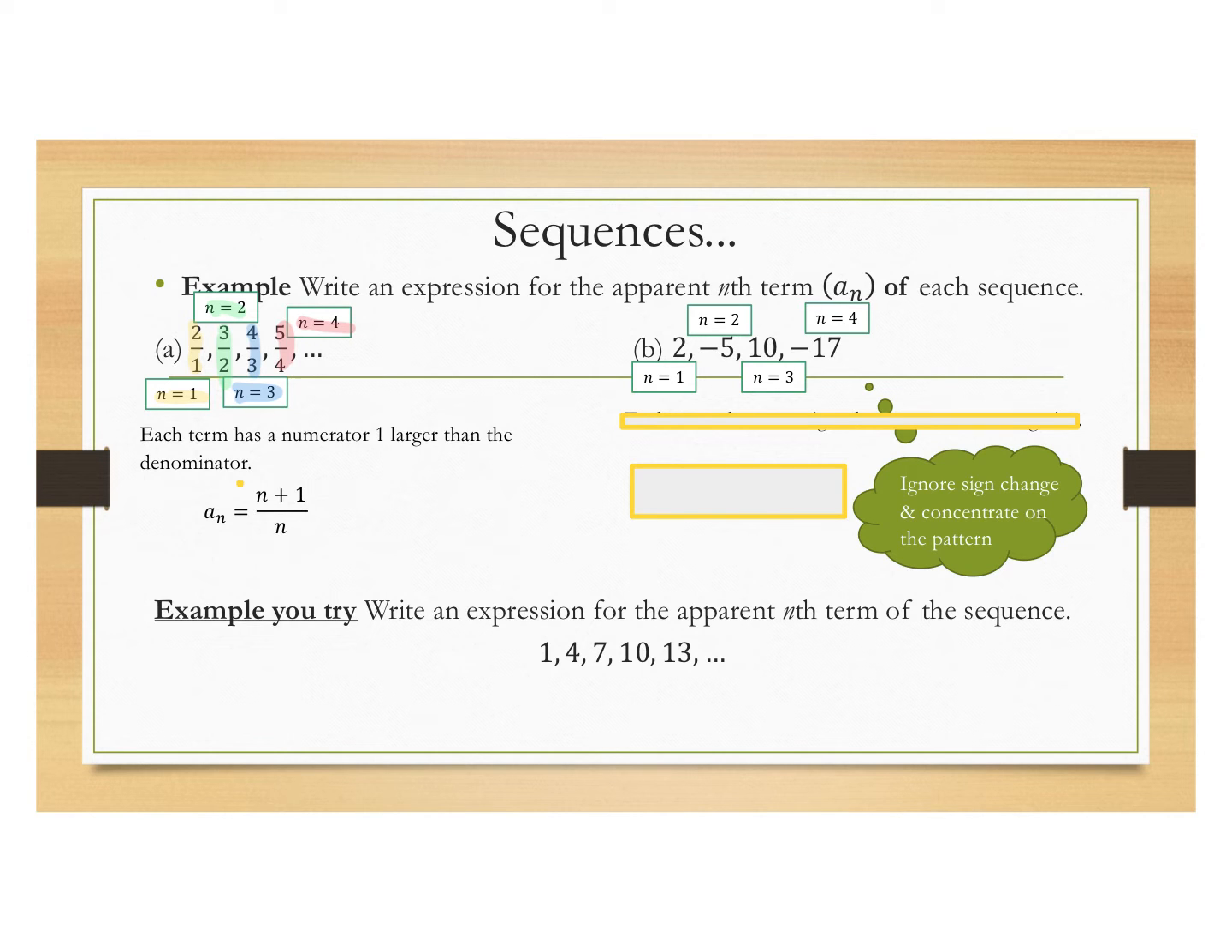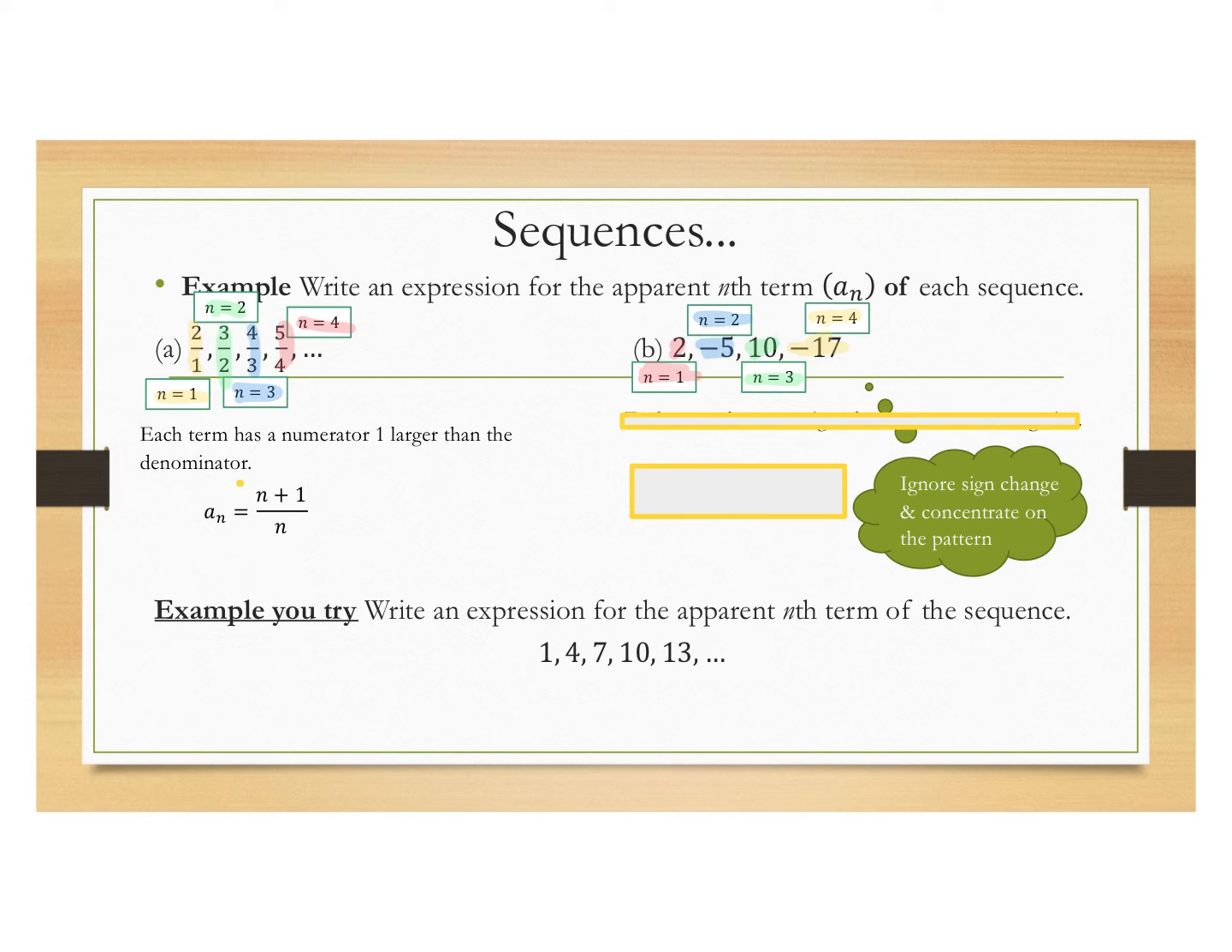So we're going to follow a similar process. B is a little bit more challenging, but notice our first term is 2, our second term is -5, our third term is 10, and our fourth term is -17. And we are just going to figure out what the pattern is. We notice that every other term is negative.